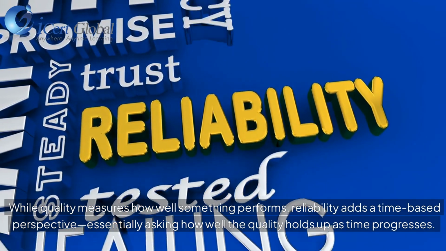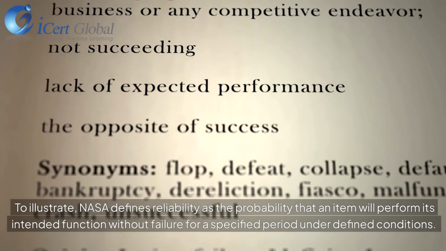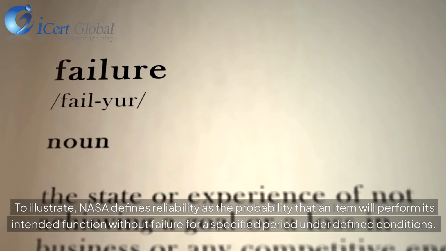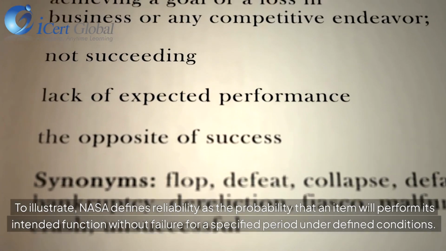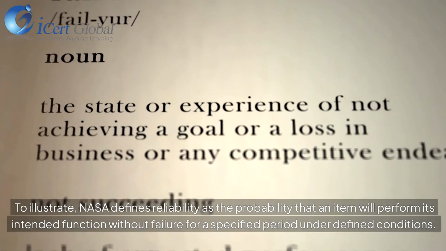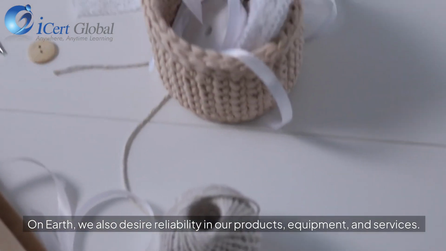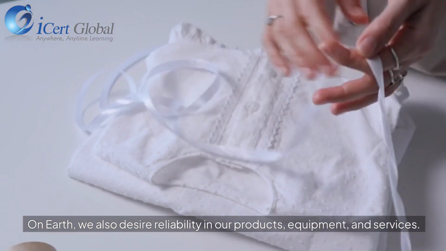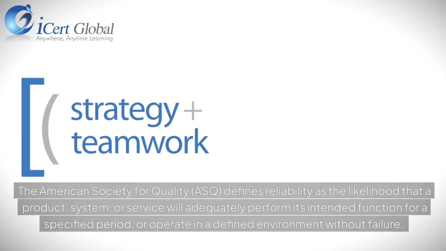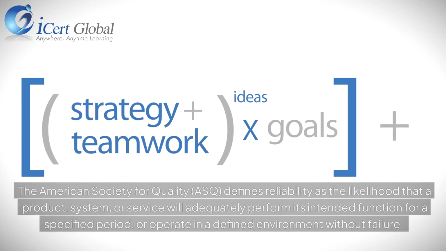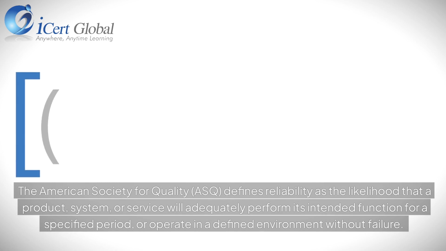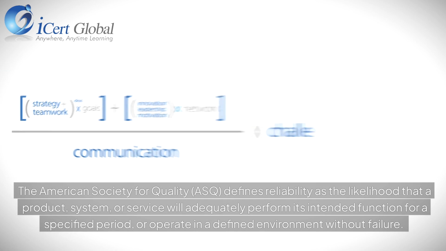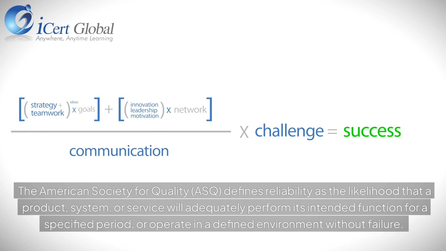To illustrate, NASA defines reliability as the probability that an item will perform its intended function without failure for a specified period under defined conditions. On Earth, we also desire reliability in our products, equipment, and services. The American Society for Quality, ASQ, defines reliability as the likelihood that a product, system, or service will adequately perform its intended function for a specified period, or operate in a defined environment without failure.